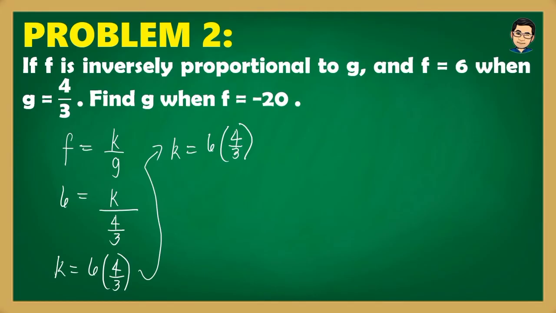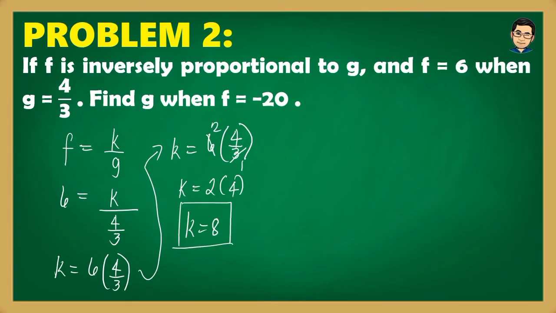And then, pwede natin i-cancel yung 6 tsaka 3. Meron silang common factor, which is 3. So, 6 divided by 3 will become 2. And then 3 will become 1. And then we multiply the remaining 2 times 4. That is 8. So the constant of variation is 8.